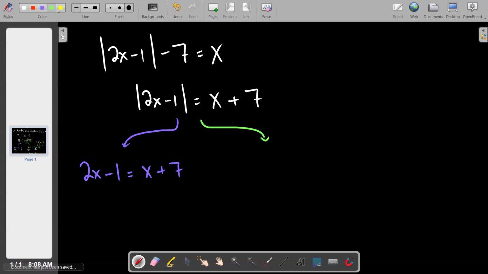What's the other equation going to say? 2x minus 1 equals what? Negative x, negative x minus 7.